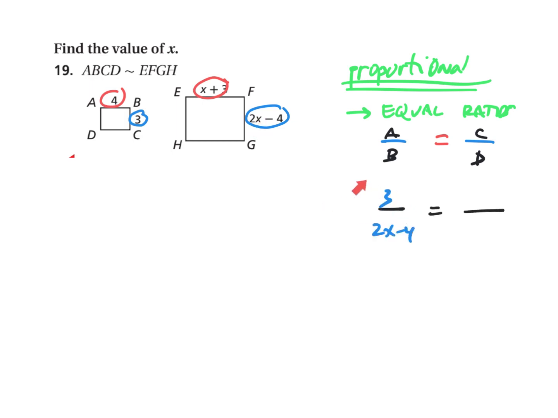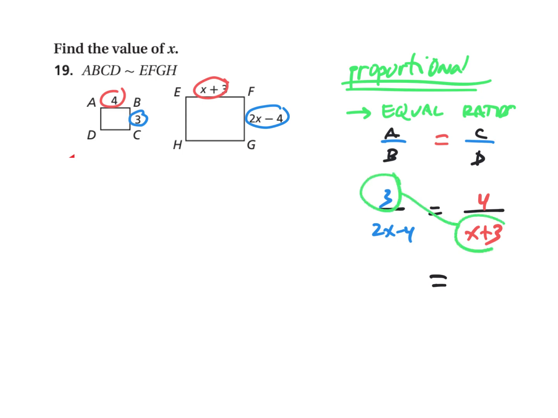And the other corresponding ratio is long corresponds to long, 4 to x plus 3. So for that ratio, and now we can find the value of x, because when we have an equation that is a proportion, one ratio equals another, we can solve that equation by cross multiplying.